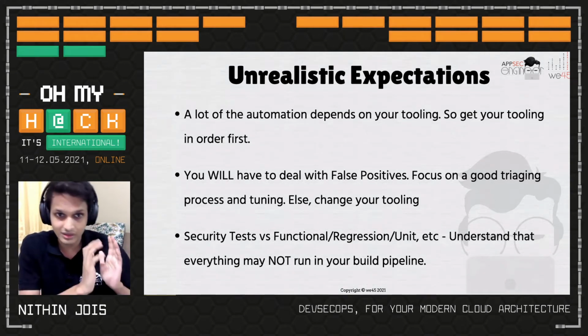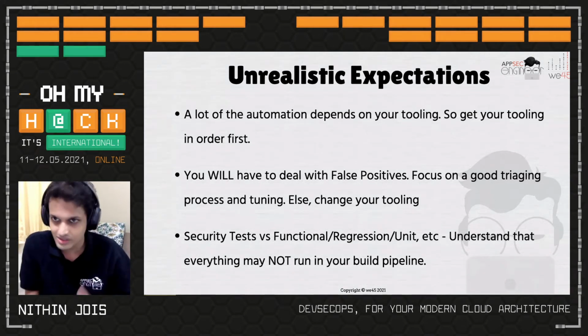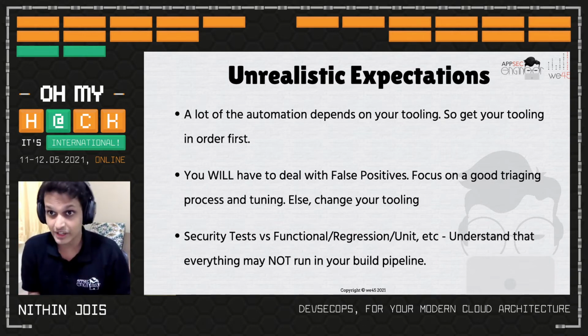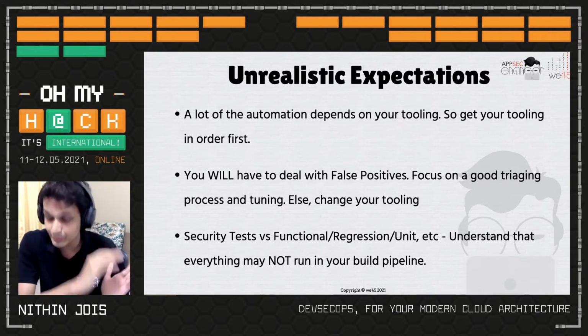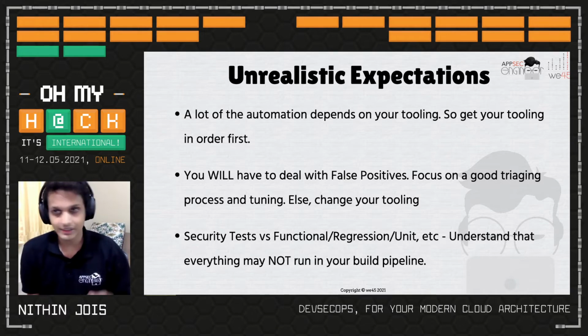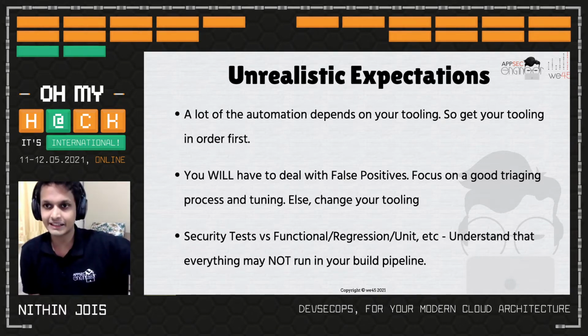And at the same time, your security tests are not the same as functional tests, your regression tests, or your unit tests. Understand that everything may not even be running at your main build pipeline. So typically what I would recommend initially is to have a separate pipeline just for security, right? So do not start integrating tools as part of your main build pipeline initially.